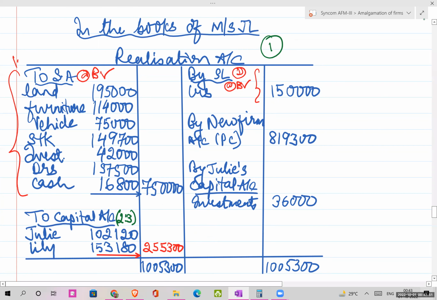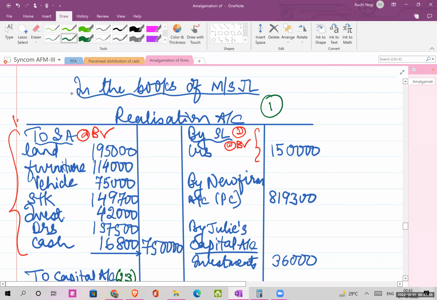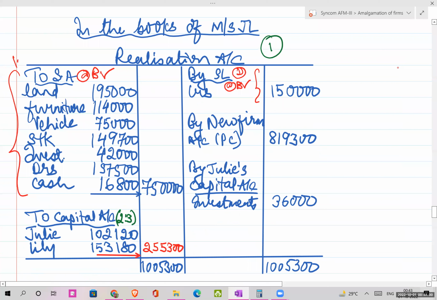So that makes it 1, 2, 3, 4. Don't forget that. So, the journal entry: first this is step 1, step 2. This would be my step 3 over here. Then this would be my step 4. And then I'm doing my closing. I am closing this difference amount.